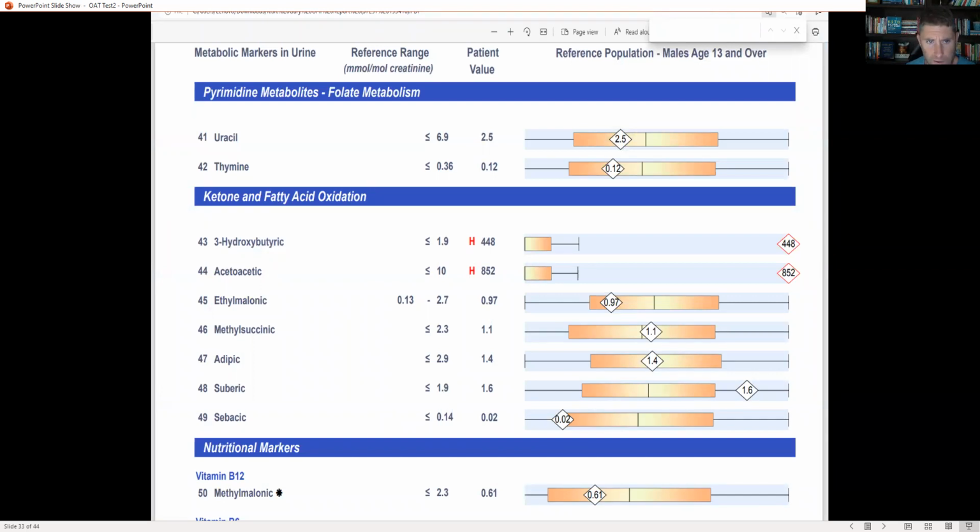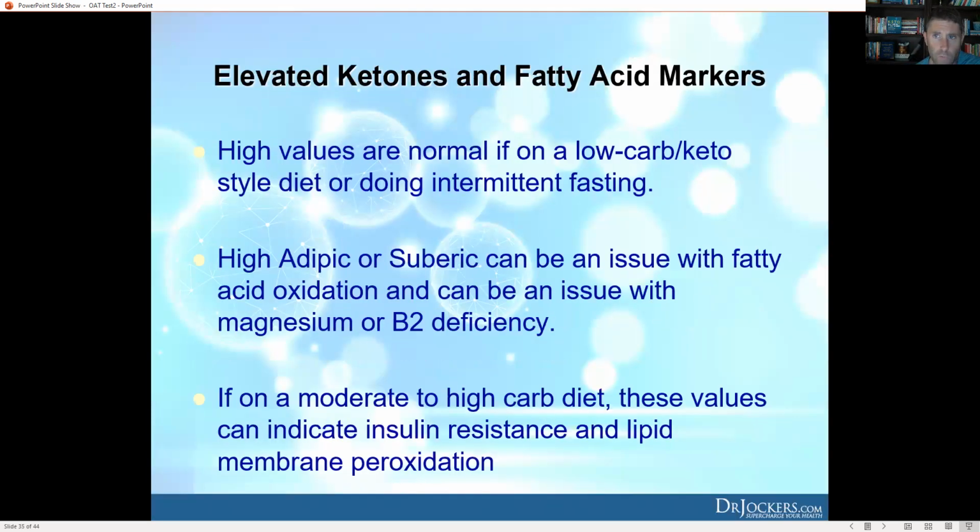Again, now, as we slide down, we're looking at ketones and fatty acids. So markers 43 and 44 are totally normal to have high if you're following a low carb or ketogenic diet. However, if you're diabetic and you haven't been following that, then that's a sign that you're extremely insulin resistant and could be a major problem. Now, the only markers there that I really look at that could be more of an issue are numbers 47 and 48. And that's adipic and suberic. Okay. Those are more significant markers. And so let's talk about that. Those can be an issue with fatty acid oxidation.